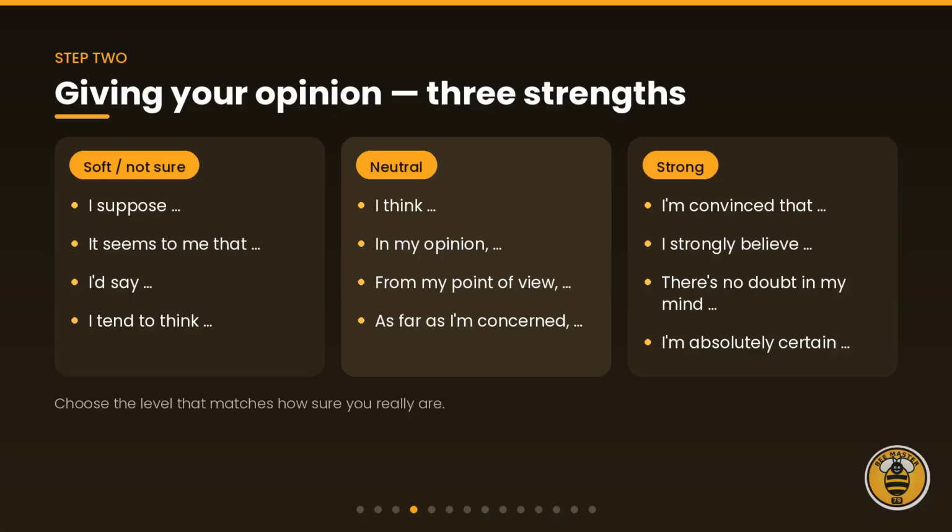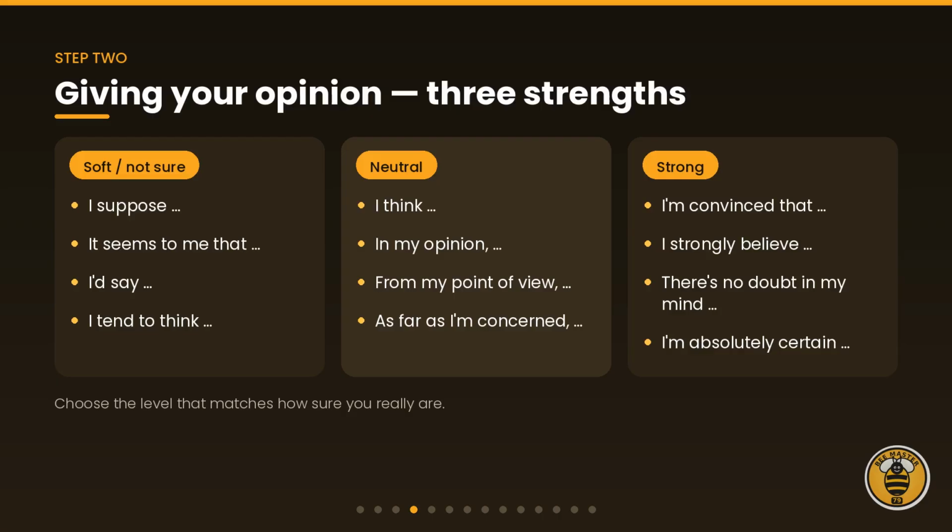Now, giving your opinion. Think of it as 3 levels of strength. Soft, for when you are not certain: I suppose, it seems to me that, I'd say, I tend to think. Neutral, your normal everyday level: I think, in my opinion, from my point of view, as far as I'm concerned.